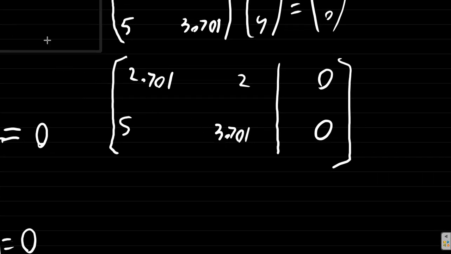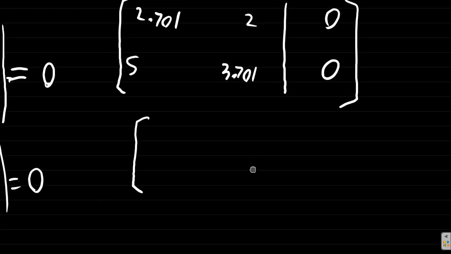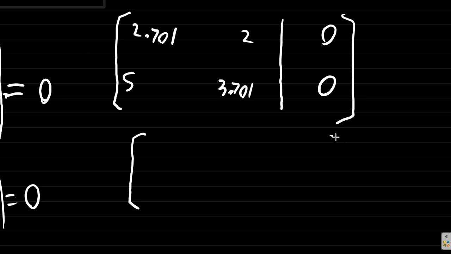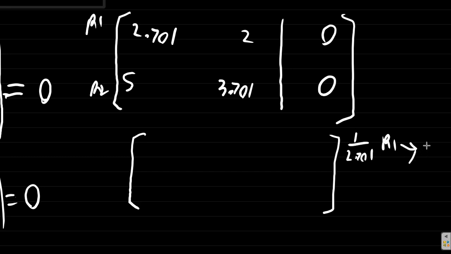Now, let us do a little elimination with this. Let us say we have 1 over 2.701 row 1. Remember, this is row 1, row 2, which will lead us to our new row 1. When we divide 2.701 by itself, we have 1, and then we have 2 over 2.701, which is 0.74. So we have 0.74. 0 over 2.701 is just 0.